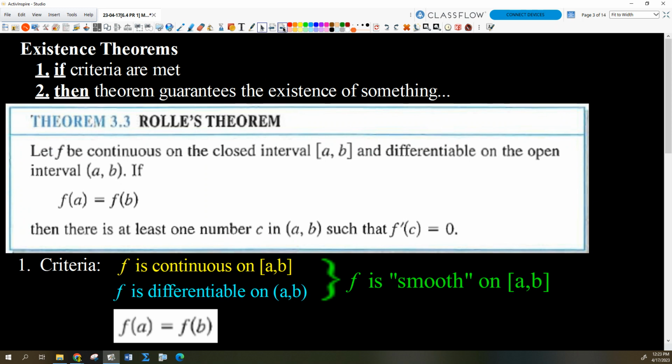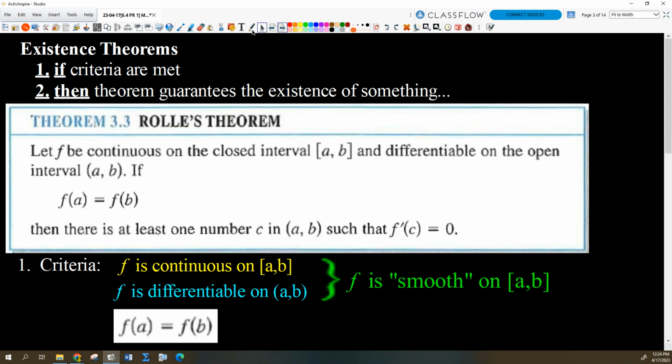Okay, so everybody quit what you're doing for a second, take a look at this. This is a pretty important one. I'm not going to give any problems on this one. We're going to move on to the mean value theorem, which is just a tilted version of Rolle's theorem. But here's what Rolle's theorem says. Let f be some function that's continuous on the closed interval from a to b.